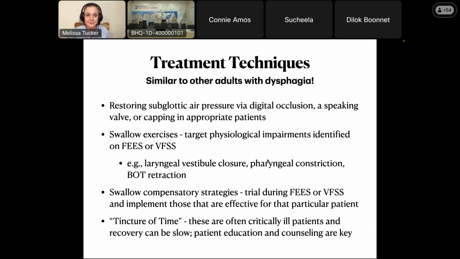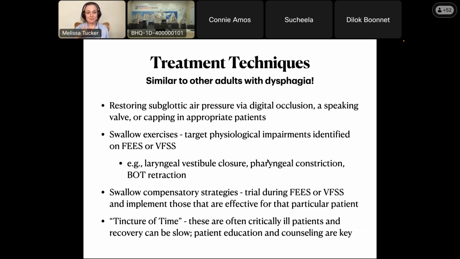Treatment techniques are really quite similar to other adults with dysphagia, with the exception of the first bullet point on this list. So back to the causes that we talked about in part 2. Reduction in subglottic air pressure in patients with an open trach can contribute to dysphagia. So one thing that you can do for treatment is to restore that airflow through the upper airway, either by having patients occlude the trach with a clean finger when they swallow, or by use of a one-way speaking valve, or, in patients who are appropriate or ready, working with the medical team to find out if they're ready to have their trach capped.